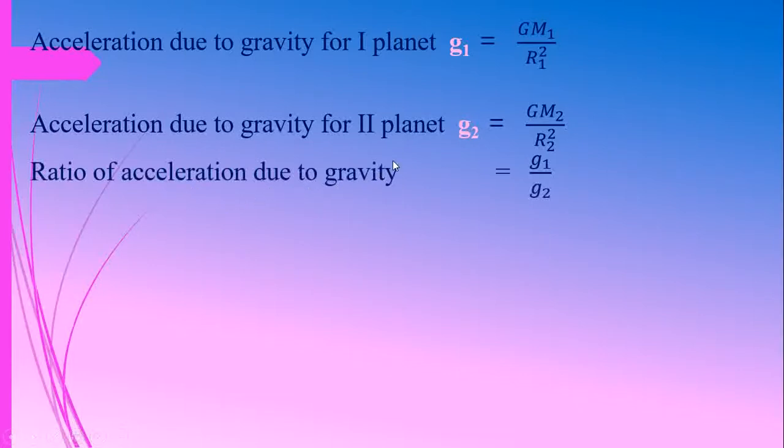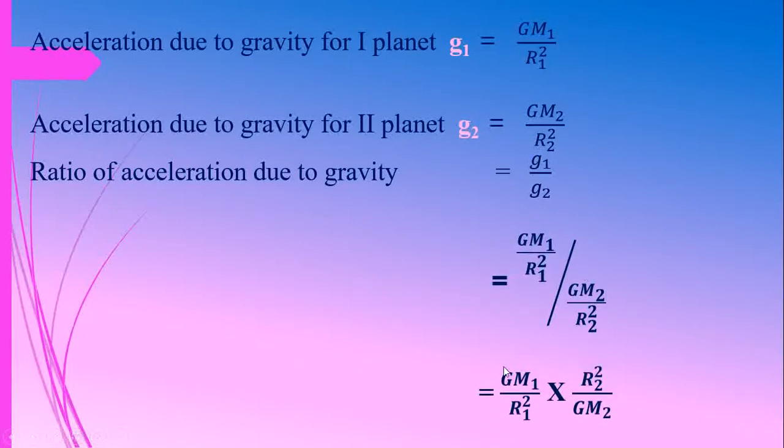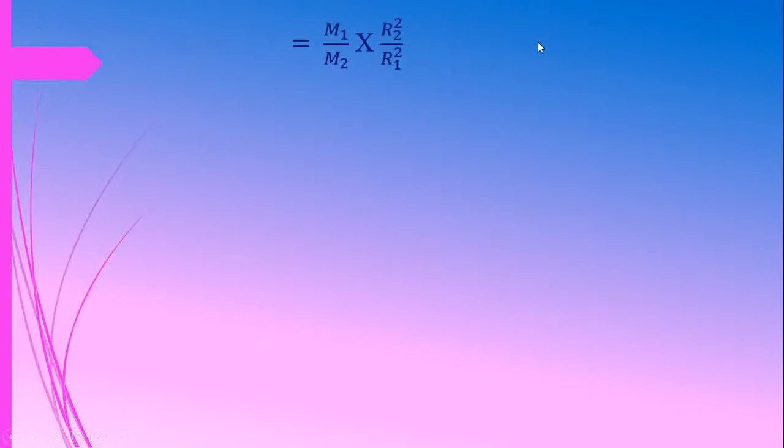So, the ratio of acceleration due to gravity, g1 by g2, is equal to GM1 by r1 squared divided by GM2 by r2 squared. So, GM1 by r1 squared into r2 squared by GM2. Here capital G and capital G get cancelled. So, the remaining term is m1 by m2 into r2 squared by r1 squared. Now, we take it as a whole square, that is, r2 by r1 whole squared.